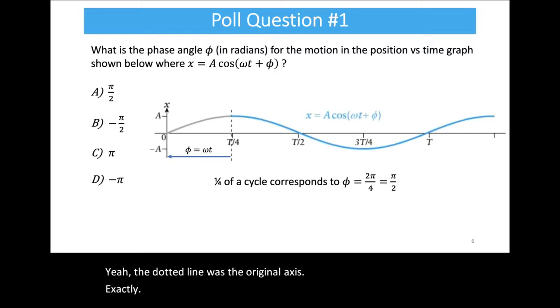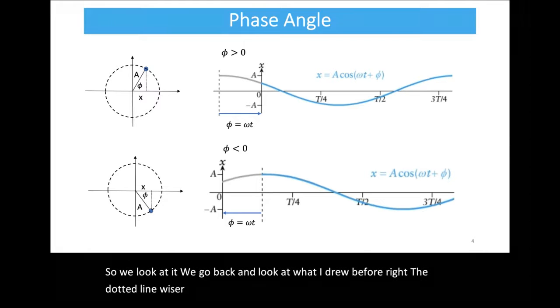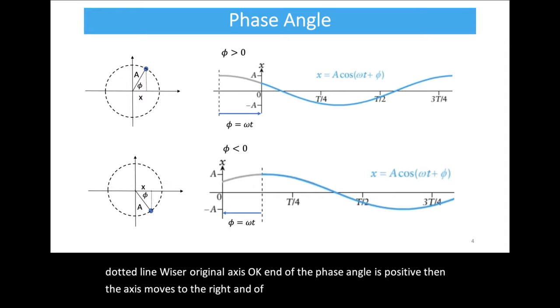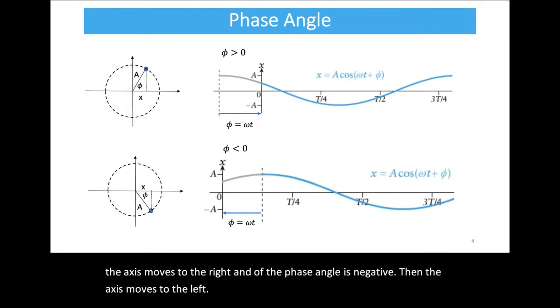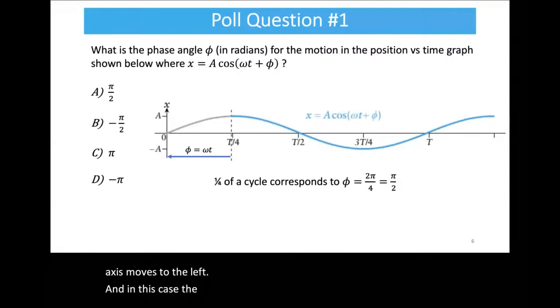Exactly. So if we go back and look at what I drew before, the dotted line was our original axis, okay, and if the phase angle is positive, then the axis moves to the right, and if the phase angle is negative, then the axis moves to the left. Okay, and in this case, the axis moved pi over 2 to the left.